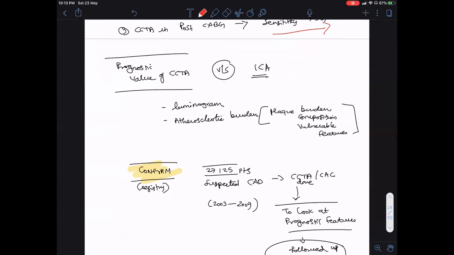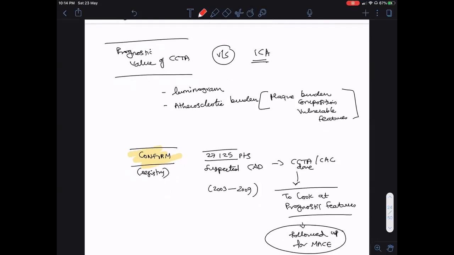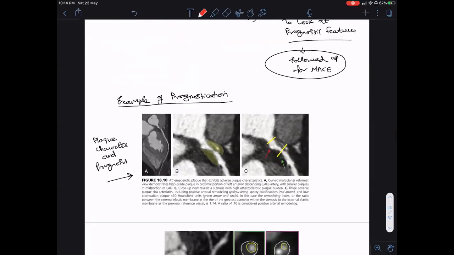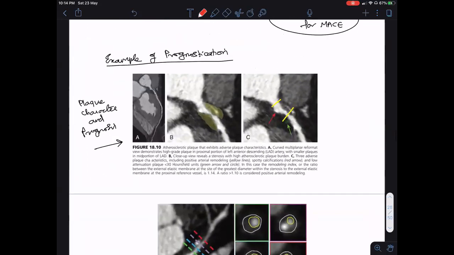Again, we also have to understand that because the ICA, invasive coronary angiogram, is nothing but a luminogram, the atherosclerotic burden is not essentially very clear. So when we can understand that these lesions have external atherosclerotic burden and issues, we can probably come to a good prognostic value. So this has been found in the CONFIRM registry.